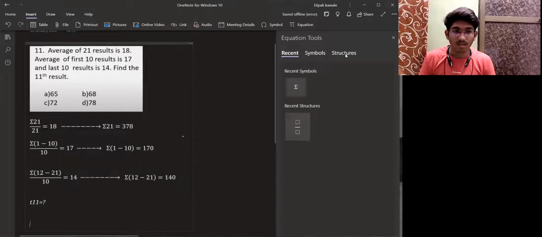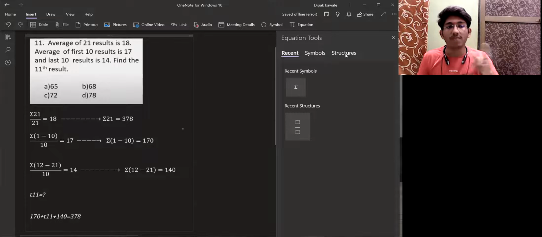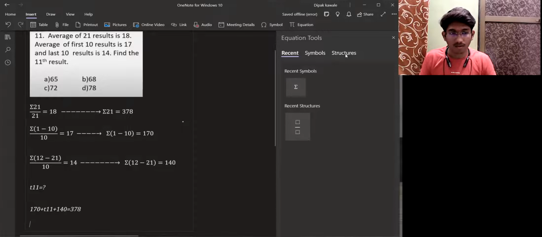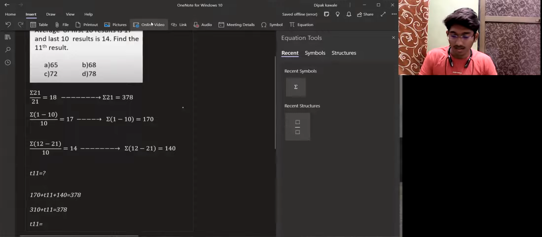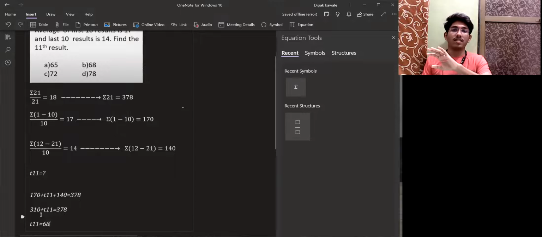So it will be sum of first 10 results is 170, 11th result we don't know, sum of last 10 results is 140, and the total value is 378. 170 plus 140 is 310. So 310 plus T11 is equal to 378. So T11 will be 68, because this 310 goes to the right hand side and becomes minus. So 378 minus 310 is 68.